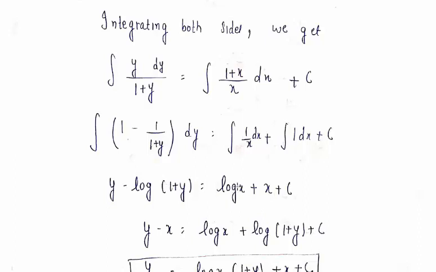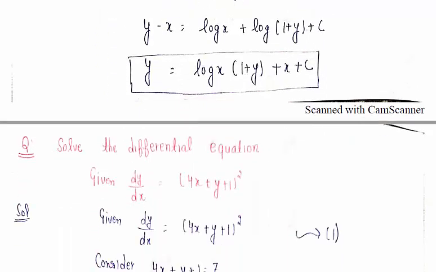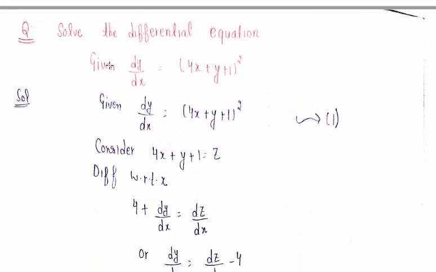Now y minus x equals log x. We shift this term to the right hand side: log 1 plus y plus c. So here we apply the formula log a plus log b equals log a into b. This equals log x into 1 plus y plus x plus c. So y equals log x into 1 plus y plus x plus c. That is our required solution.